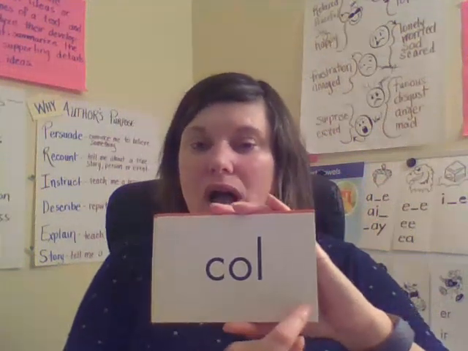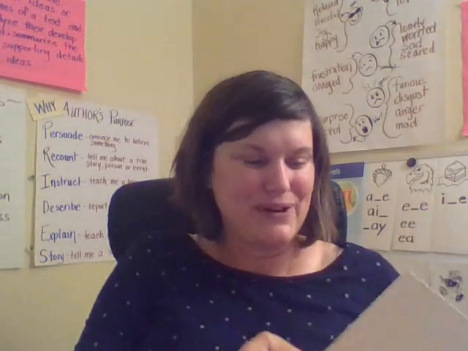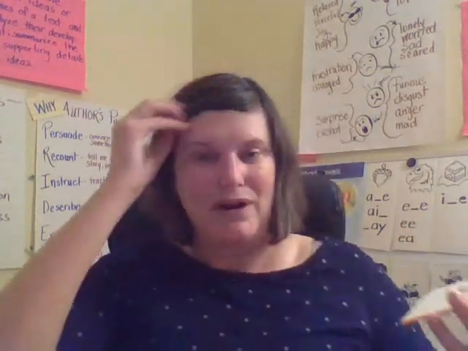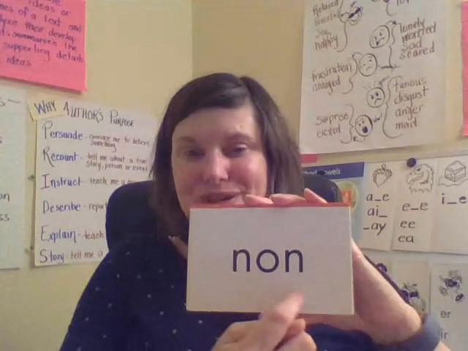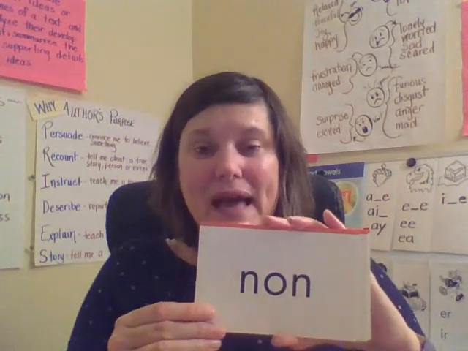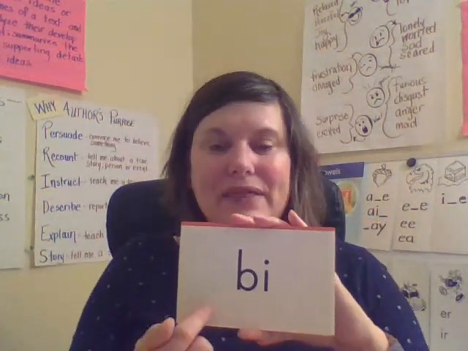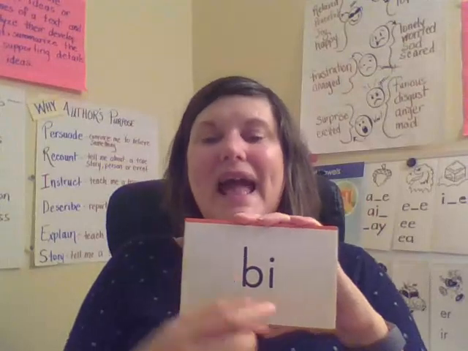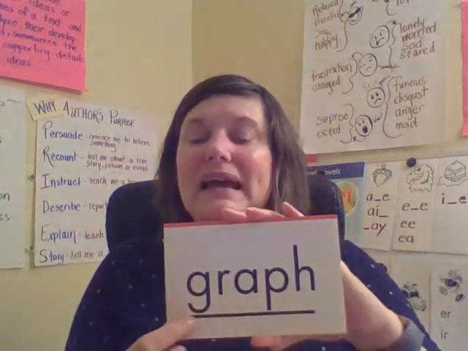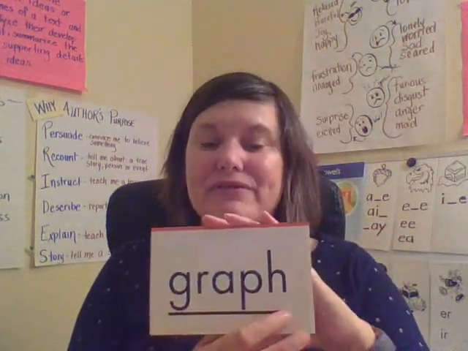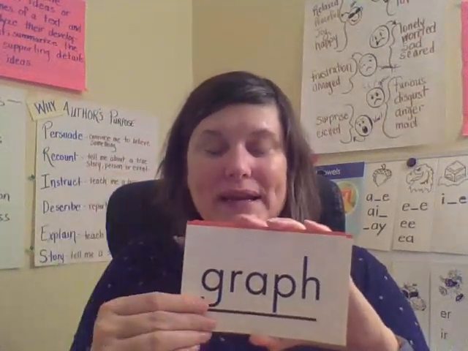Call, together, call. Your turn. Good. Like in college. I know many people that are getting ready to graduate high school and will be off to college. Non, together, non. Your turn. Good. And this is a prefix. We add it to the beginning of a word and it means not. By, together, by. Your turn. And this means two, like a bicycle has two wheels. Graph, together, graph. Your turn. And this means writing, like an autograph is a writing of someone's name.